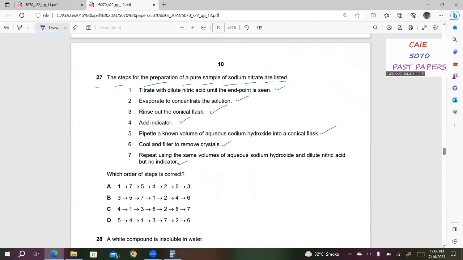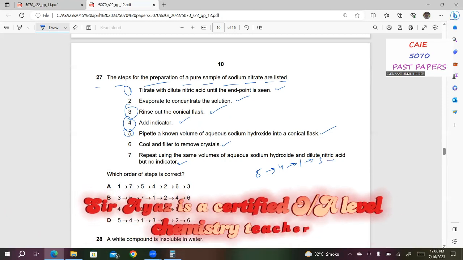So we will start with step number 5. So I will write 5. After 5, you have to add indicator. Then we'll have 4. After this, we'll titrate with dilute nitric acid until the endpoint is seen. So it must be 1. After this, we have to rinse out the conical flask, must be 3. After this, we will repeat using the same volume.